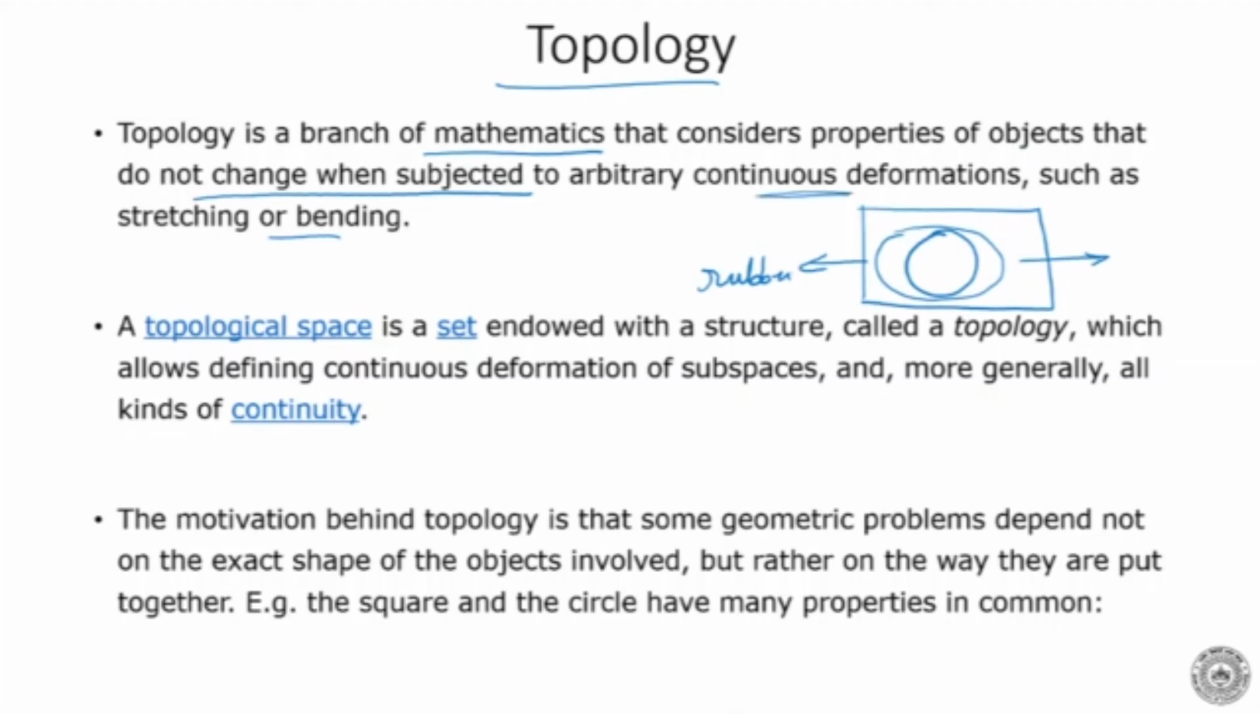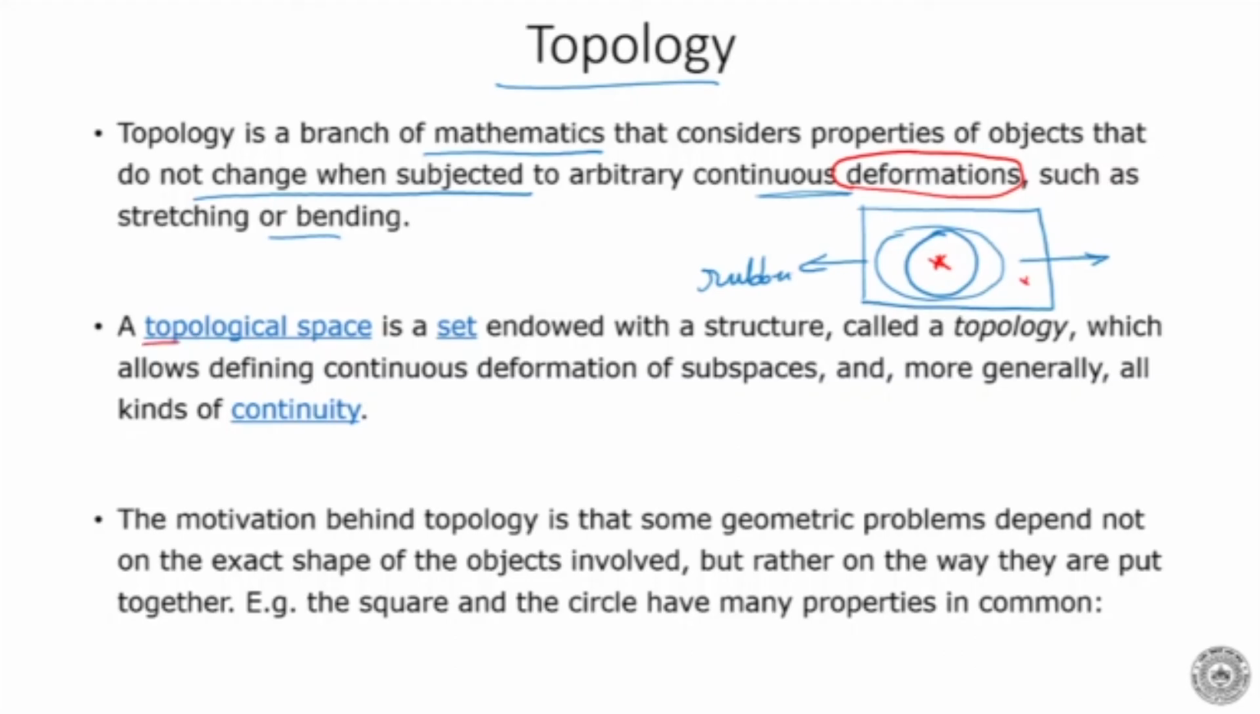What property of this object? First of all, it is a closed curve, so that property will remain. A circle can become an ellipse, but it's still a closed curve. It cannot become a straight line, for example. Points which are inside the circle will remain inside the circle. They cannot come outside. So the properties remain irrespective of the deformations that they are subjected to, and this is basically what we study in topology.